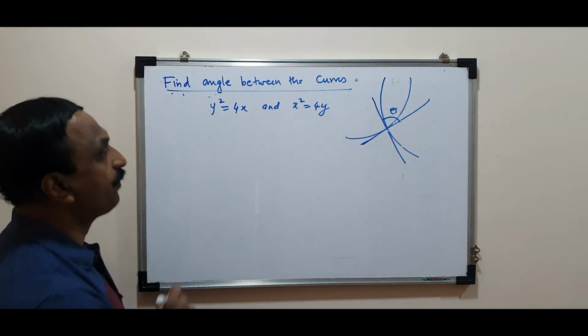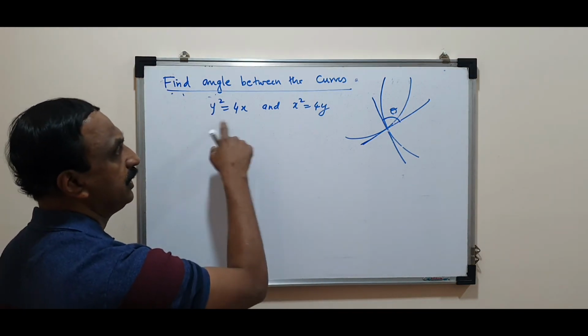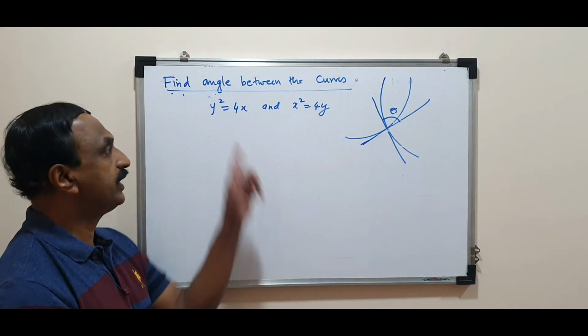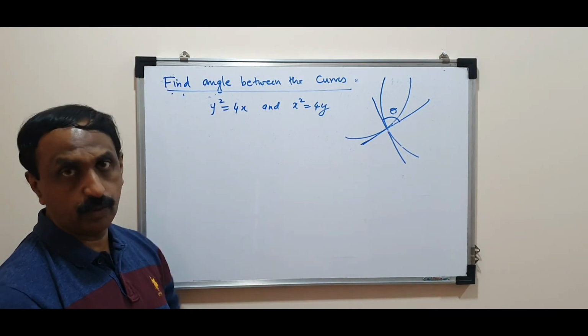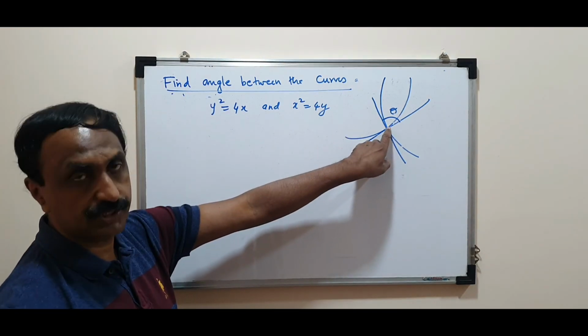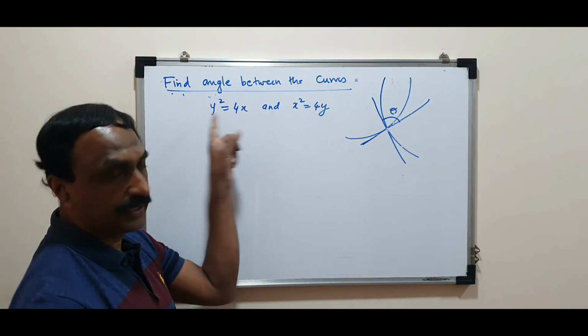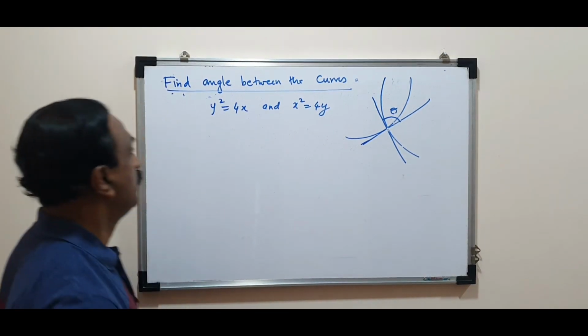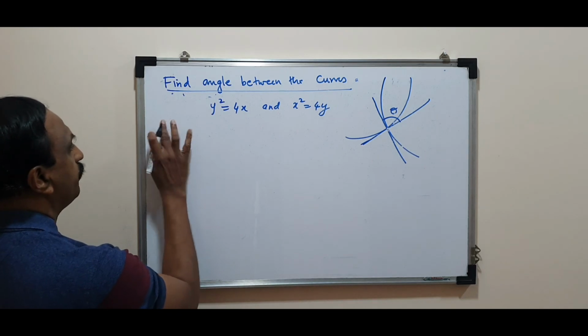Okay, so what we must do, if I want to find out the angle between the curves of these two parabolas, y square equal to 4x is a parabola, x square equal to 4y is a parabola. So first I will have to find the point of intersection. To find the point of intersection, I need to first solve both the equations. So my first step is to find the point of intersection, step 1.